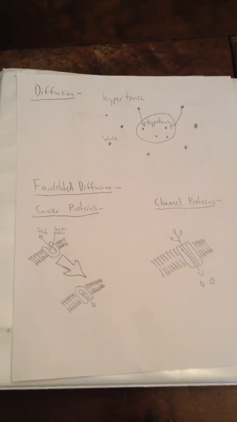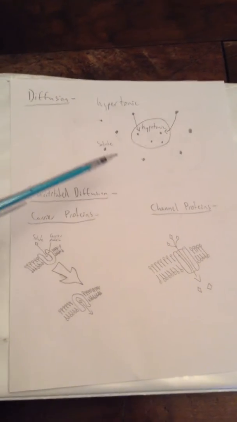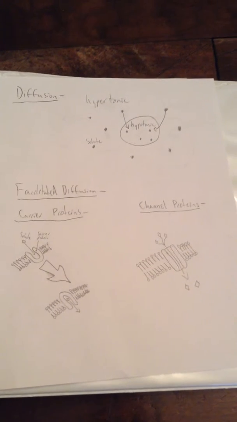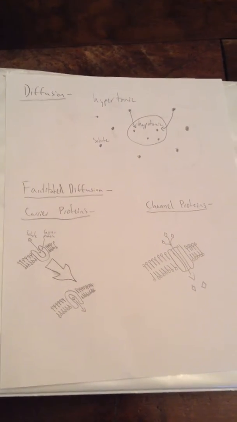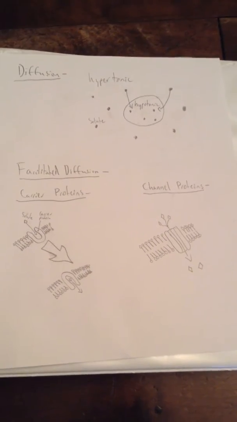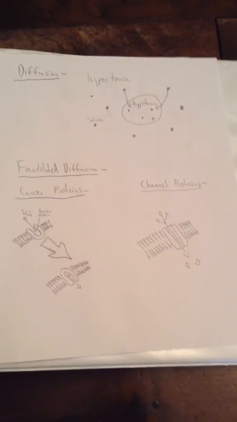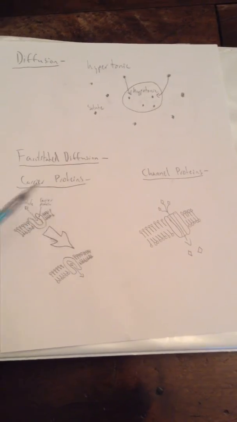In simple diffusion, solutes can move through the cell membrane unassisted to equalize a concentration gradient. However, when large polar hydrophilic molecules need to pass through the membrane, they need some help. This is where transport proteins come in.